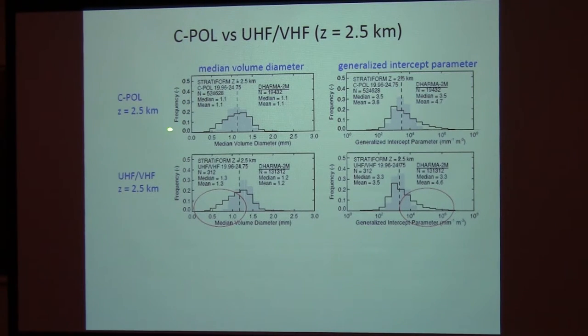So C-pole is our scanning radar, with a great number of samples. Here's our vertical profile, only 312 samples in this case, to produce a uniform distribution of radar reflectivity. Suffice to say here, when it comes to median volume diameter, that is mean size of drops, and generalized intercept parameter, approximately the number concentration, we find that the UHF-VHF profilers tell you somewhat similar things as the C-pole. So this analysis initially gave us a lot of confidence that C-pole retrievals were very similar to UHF-VHF.